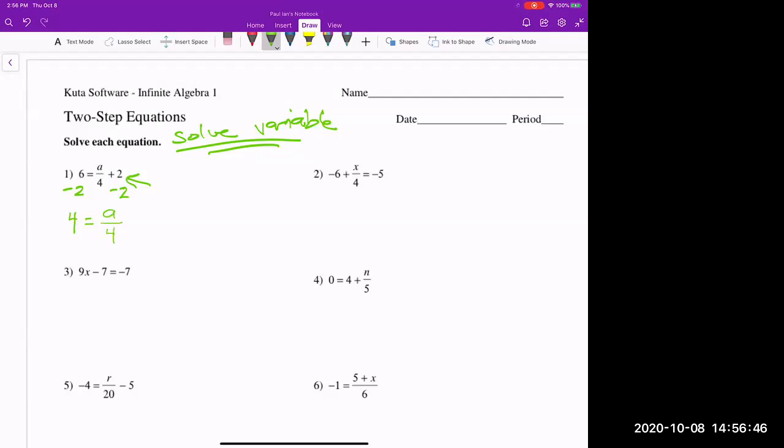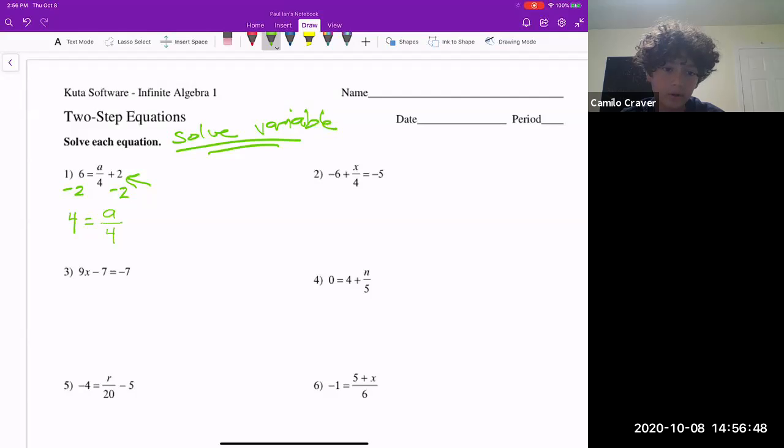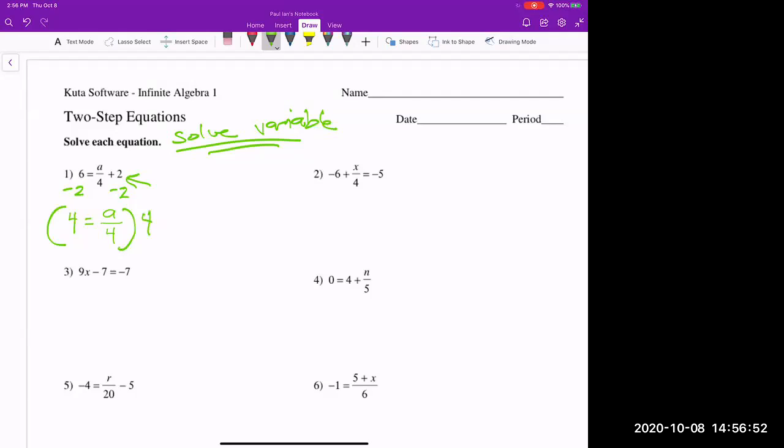So what do you do now? And then times 4 on both sides. Times 4. Awesome. I like doing this one actually. So then this one cancels on the other side. So that's 4 times 4, right? It's 16. And then I guess that's it, right? Yeah. Two-step. All right.